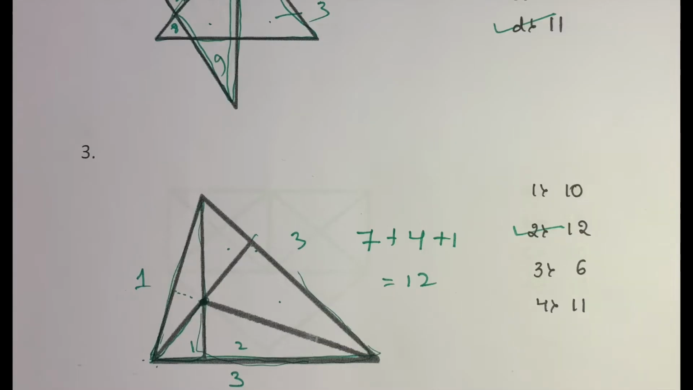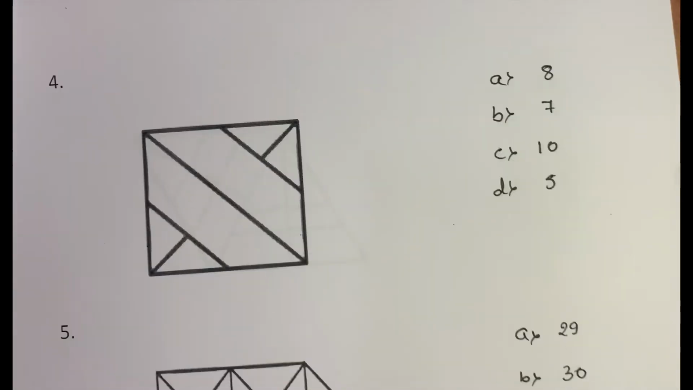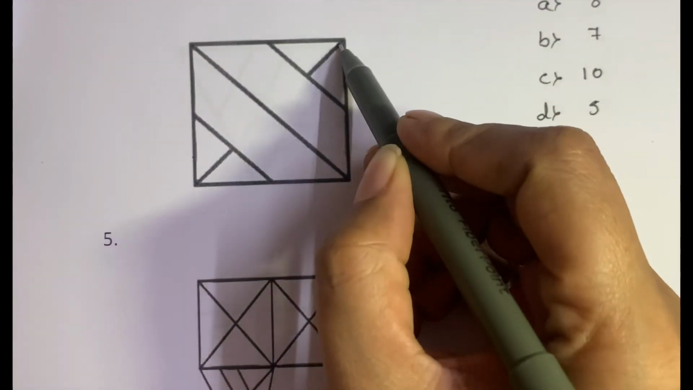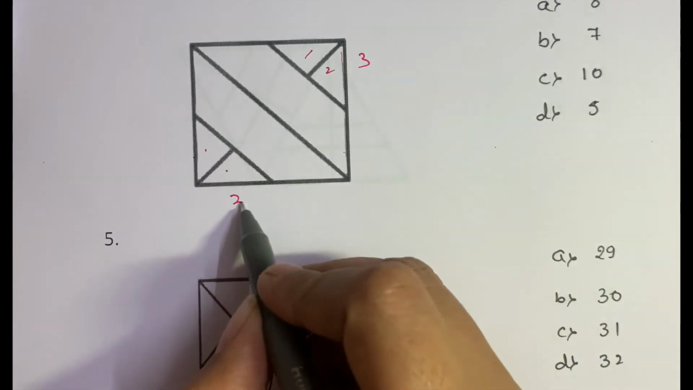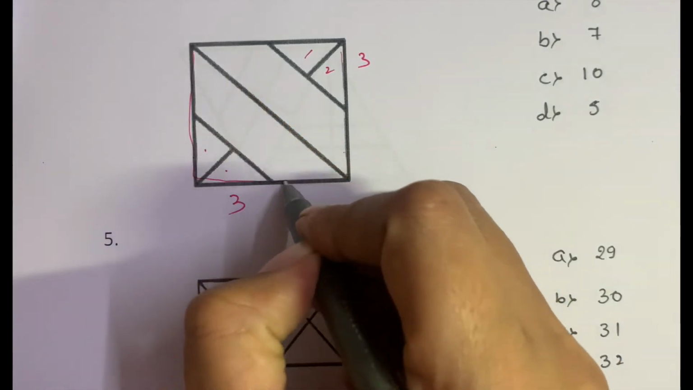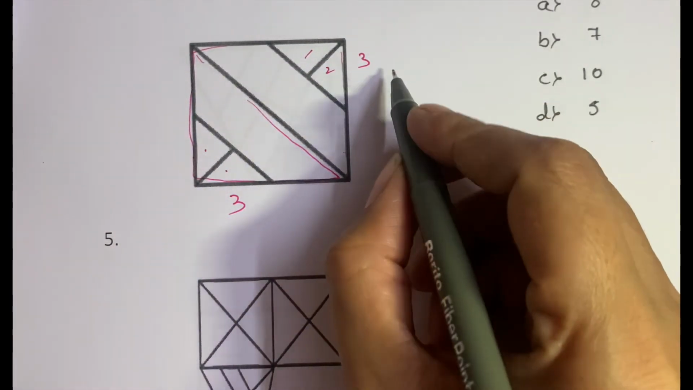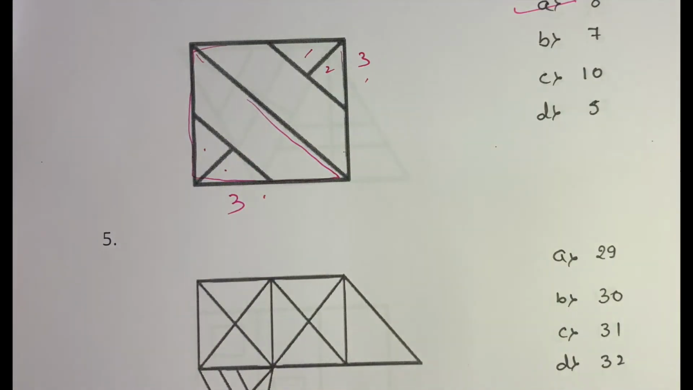Moving on to the next question. Here again, a very simple question. This is 1, 2, 3. This is 1, 2 and 3. Then we have 1 triangle here and 1 triangle here. 2 more triangles. So 3, 3 plus these 2 is 8. So the answer will be 8.